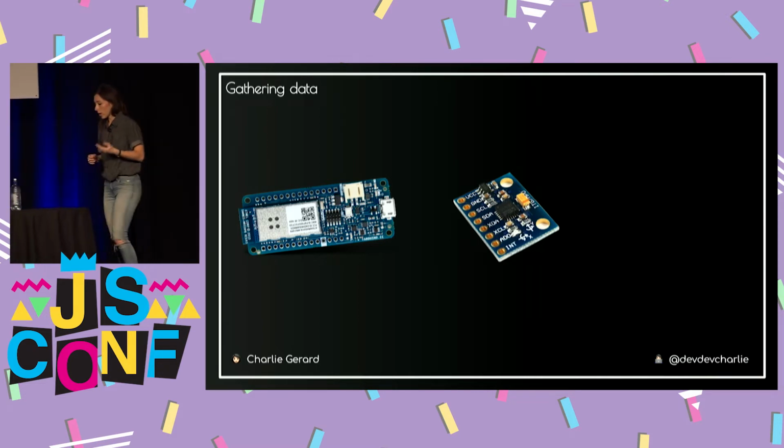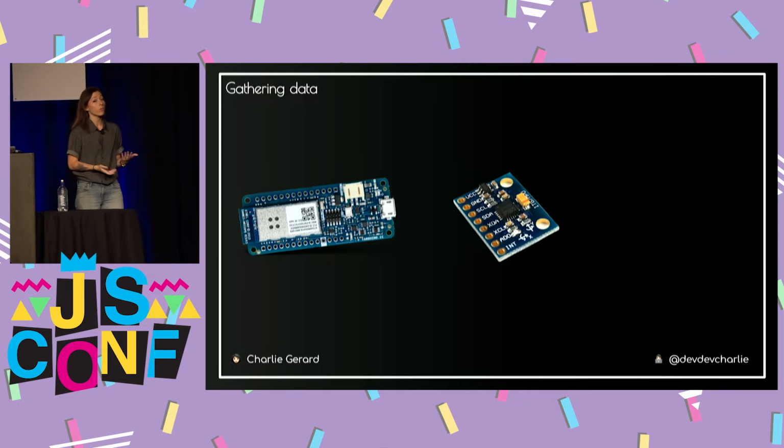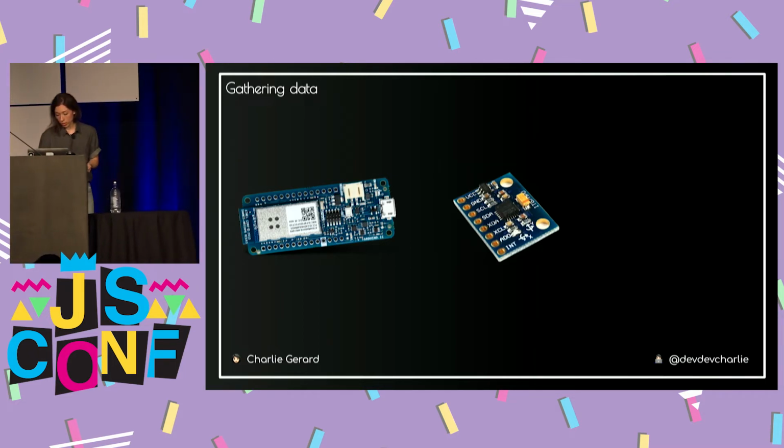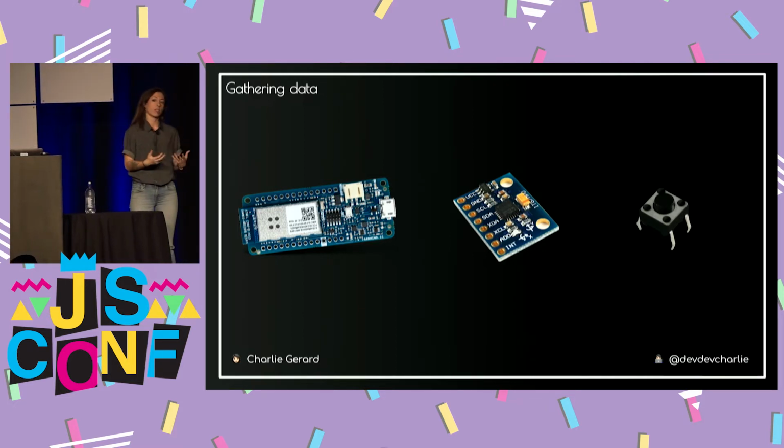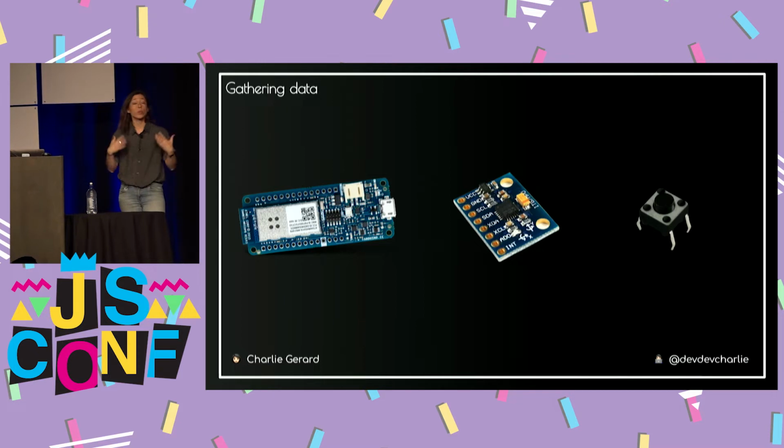So in the end, we're going to have 6 points of data that we're going to be able to track over time as we are moving. But there's one last thing that I added as well, which is a button. And I added a button because I want to track the data only when I am doing a gesture.